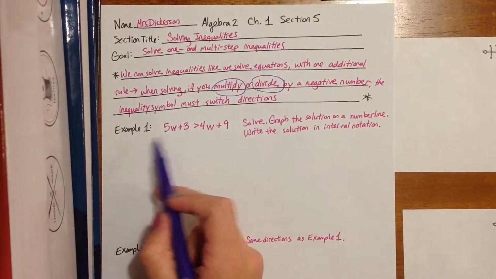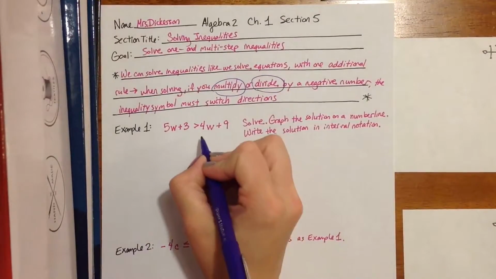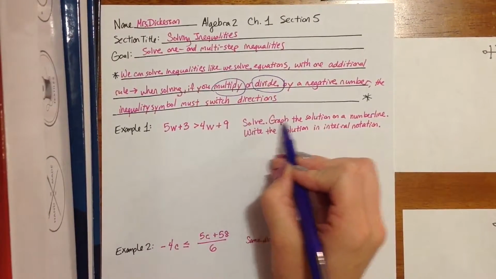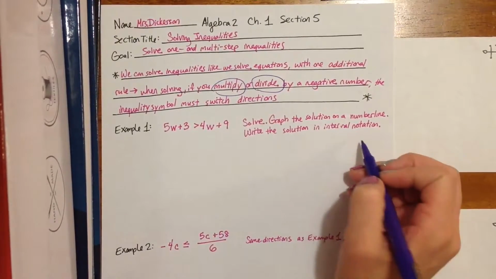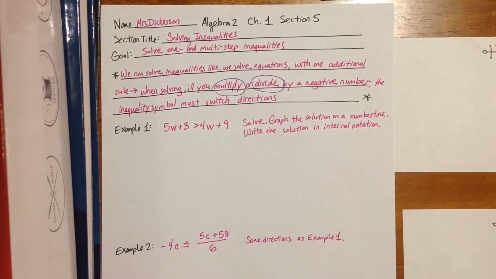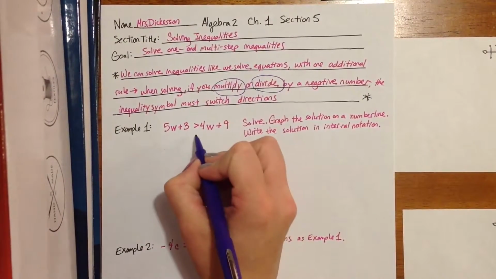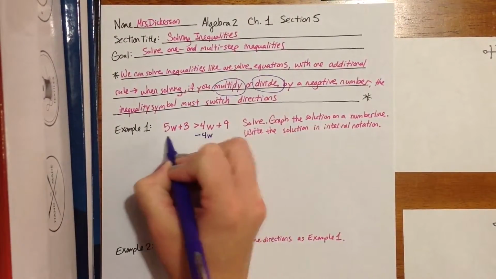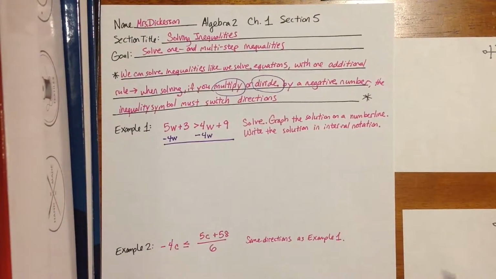Here we go. Example 1, we're going straight into a multi-step inequality. Just like an equation, I'm going to solve, graph the solution on a number line, and write the solution in interval notation. If you don't know what that is right now, that is okay. We will get there together. So, like I was about to say, first thing we're going to do is get the W's together. I'm going to do that by subtracting the W because I'm a fan of positive numbers.